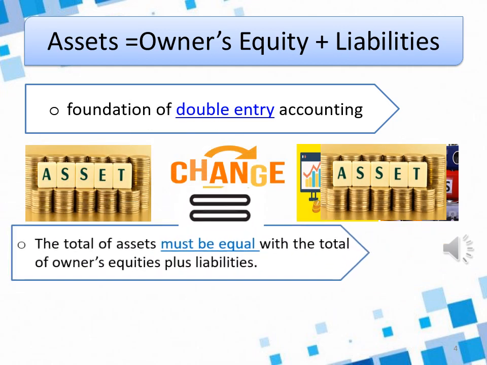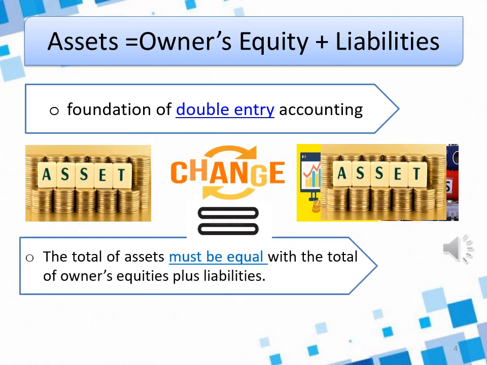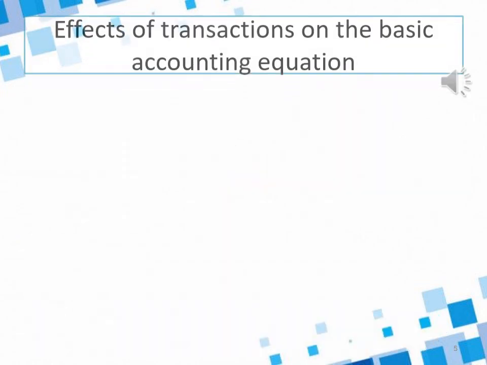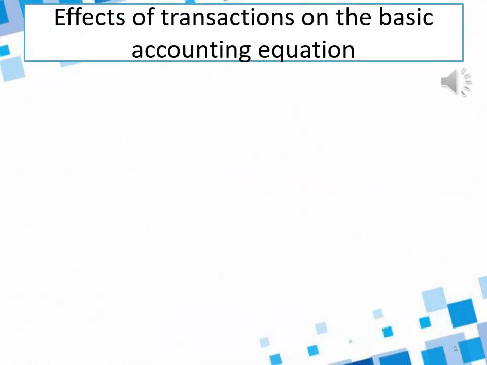At any point in time, the total assets is equal to the total of equity and liabilities. This equation also displays that all assets are either financed by borrowing money from outside parties or supplied by the owner. Now, we will look at the effects of transactions on the basic accounting equation.